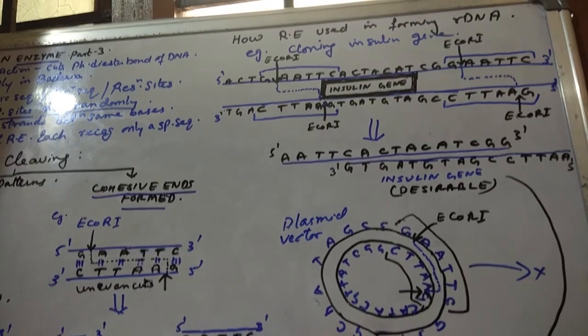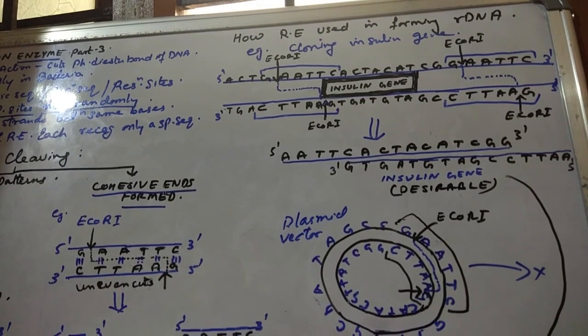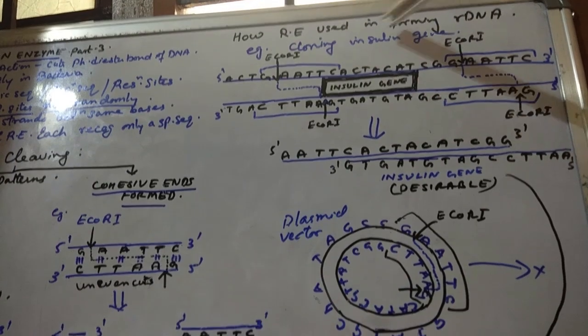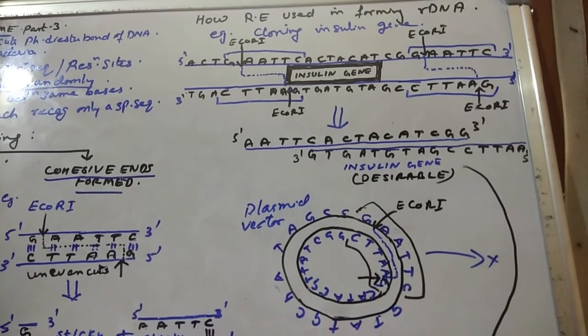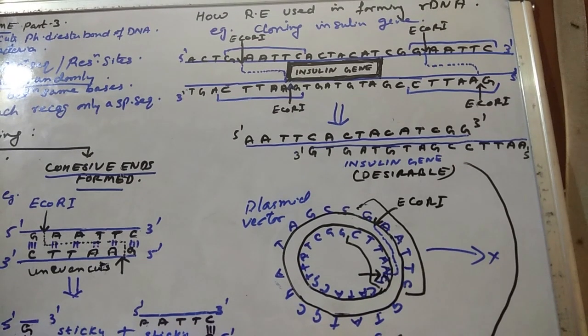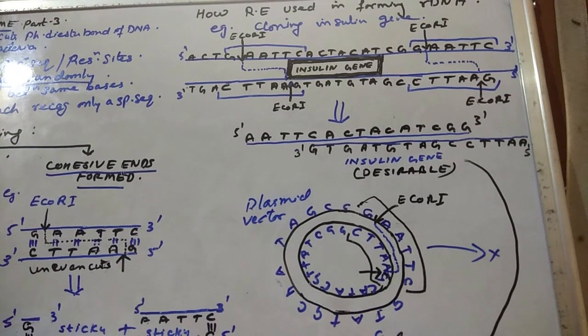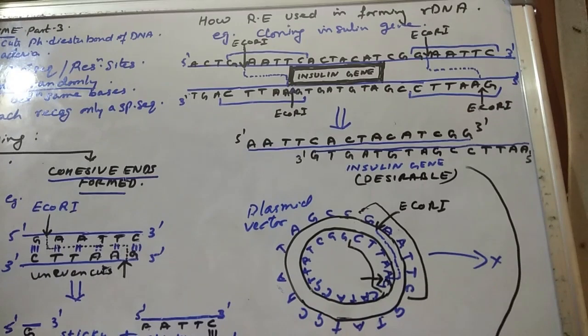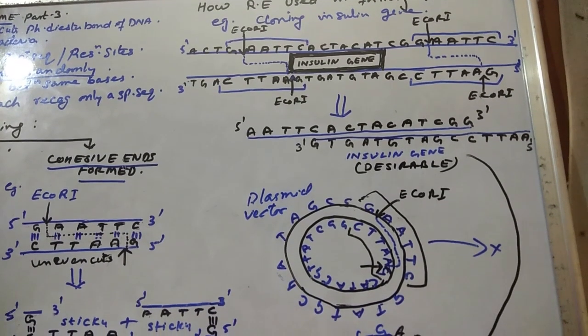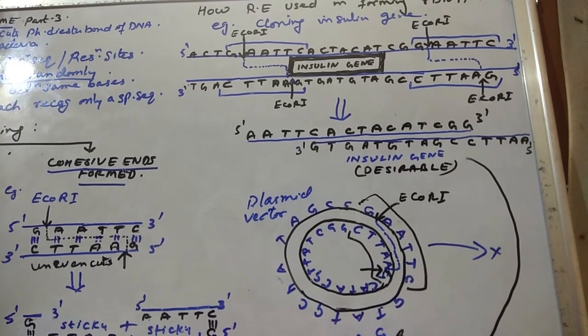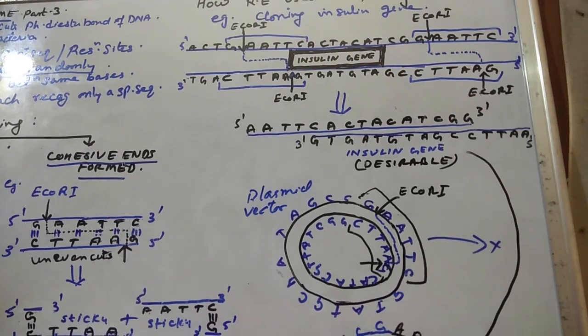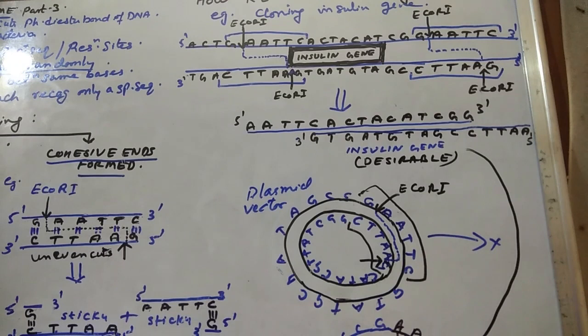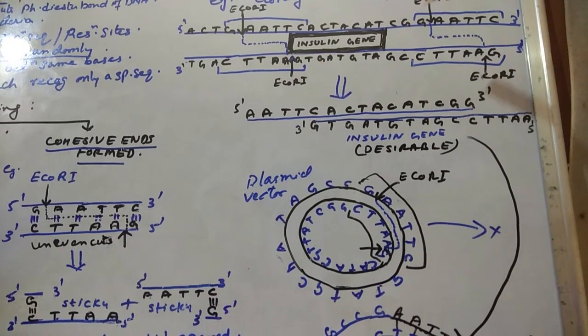Here is an example as given in your NCERT book. How does a restriction enzyme work for forming rDNA? As I said, sticky ends are more efficient. Enzymes giving sticky ends are more efficient because they are very specific to ligation. Now here I am taking an example of a segment of the human genome. A human genome is so long, so I just take one segment because here I am explaining how to clone the insulin gene.